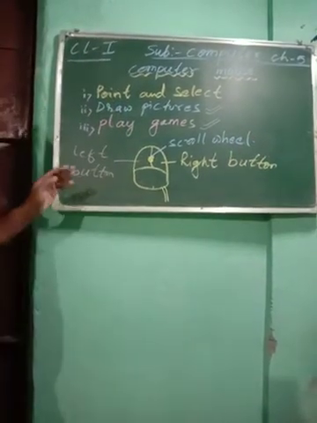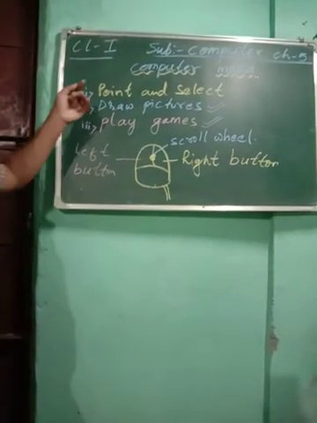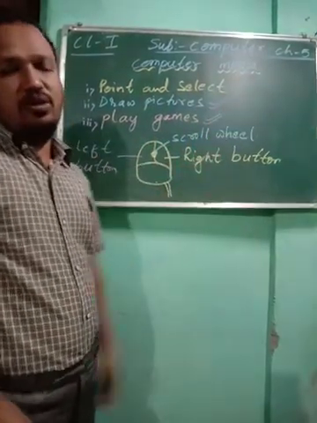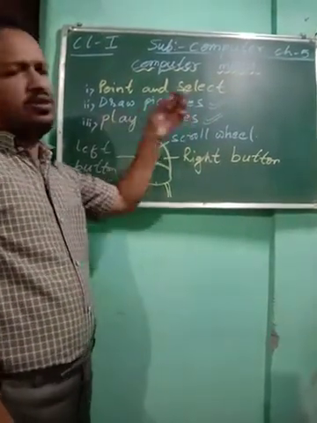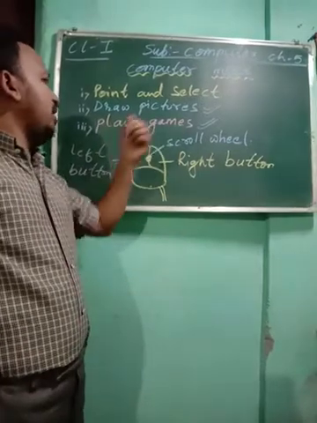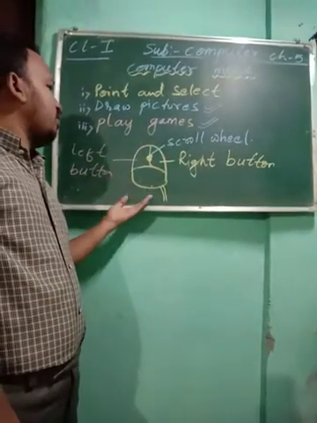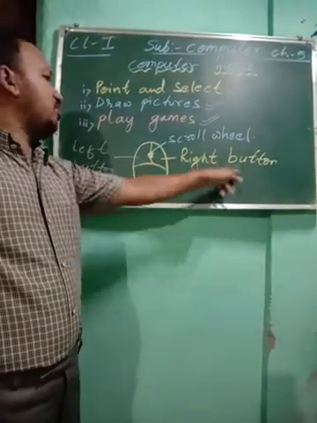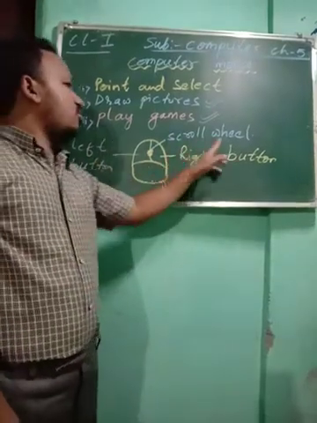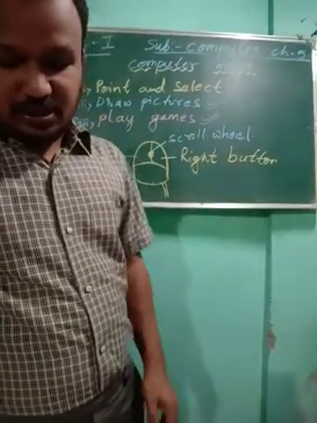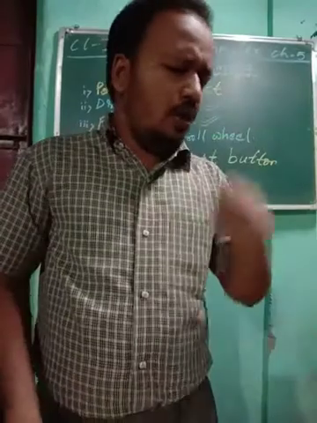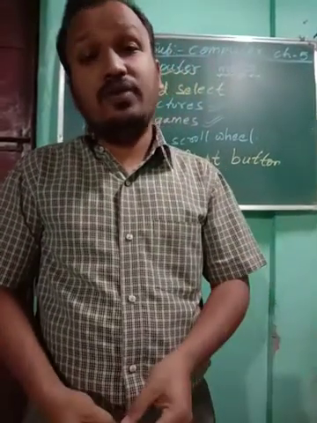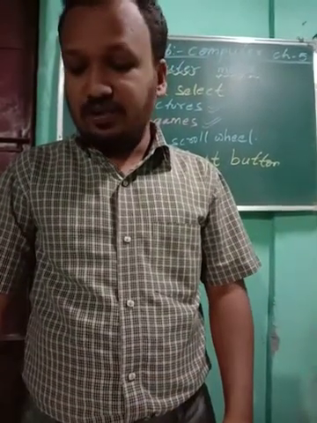So in the last class we have done that the computer mouse helps to point and select the items on the computer monitor. It draws pictures, you can put colors, you can play games, and the parts of a computer mouse that we have learned are right button, left button, and scroll wheel. Hope you all have drawn the mouse in your computer copy.